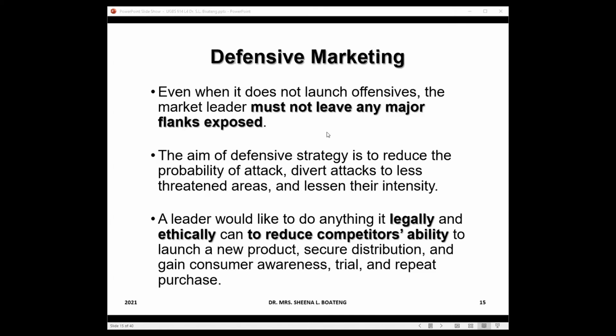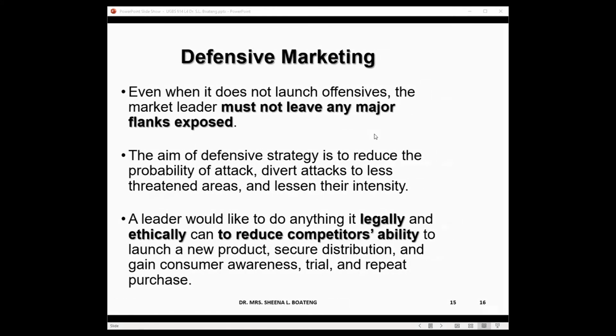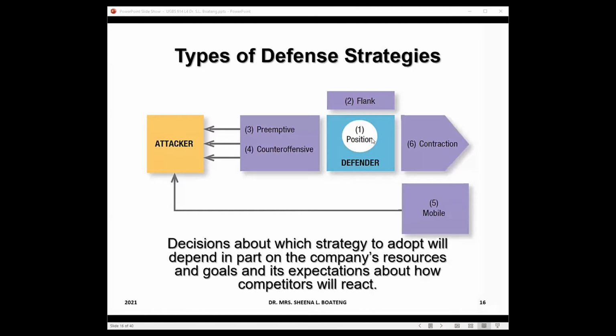All right. So in terms of defensive marketing strategies, what are some of the attacks? Okay, Stephen, I'm coming to them. So these are the attacks. We are discussing them right now. Awesome. Good. So when it comes to defensive strategies, these are the different lines of attack that the firm can use. And there are 6 of them, including a position attack, flank attack, preemptive attack, counter-offensive attack, mobile attack, and then a contraction attack.